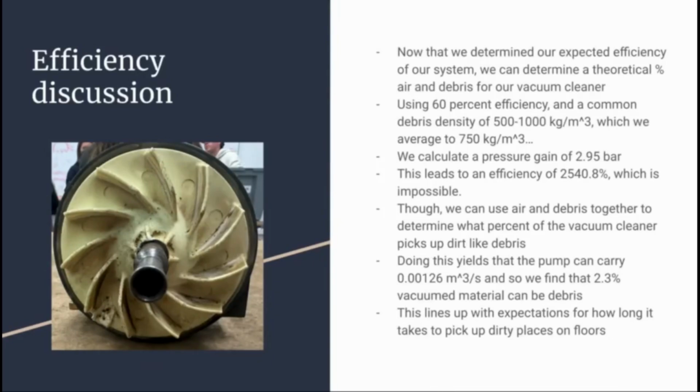Now that we determined our expected efficiency of our system, we can determine a theoretical percent that air and debris will be for a vacuum cleaner. Using that 60% efficiency number that we calculated from the pump efficiency curve and the hydraulic cover chart, and an expected debris density for the vacuum cleaner to pick up of 750 kilograms per meter cubed, we can calculate an efficiency of 2,540.8%, which is impossible. However, this indicates that the vacuum cleaner can pick up 2.3% of debris at a time, which makes sense because the bristles in the vacuum cleaner make sure that a large amount of air is coming into the pump at a time, and it's not just debris.